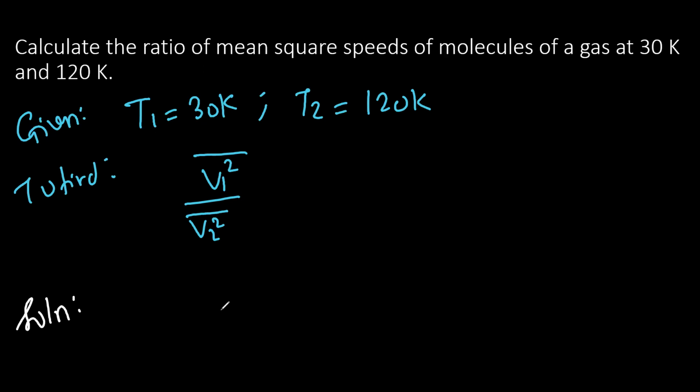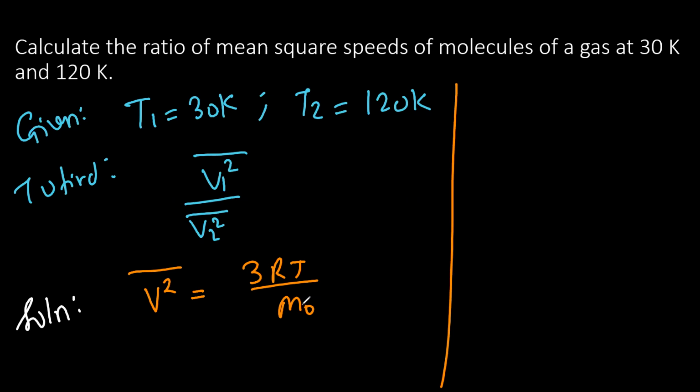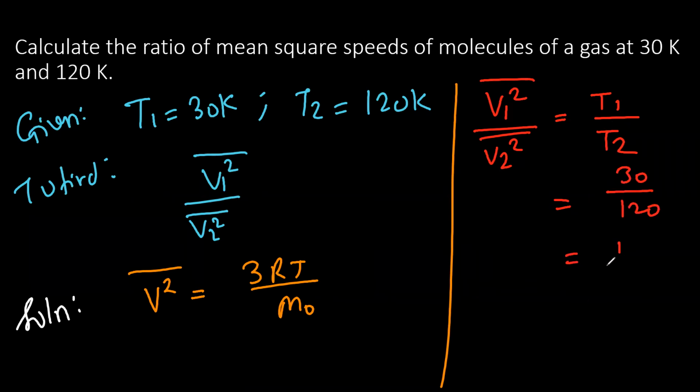Now for that you require a formula. So what is the formula of mean square, root mean square of velocity and the temperature? The formula is V square bar is equal to 3RT divided by M0. See, R is a constant, M0 is a constant, 3 is a constant. So if I take a ratio, it will become V1 square bar divided by V2 square bar, which becomes T1 upon T2. So the answer is 30 by 120, so it's 1 by 4.